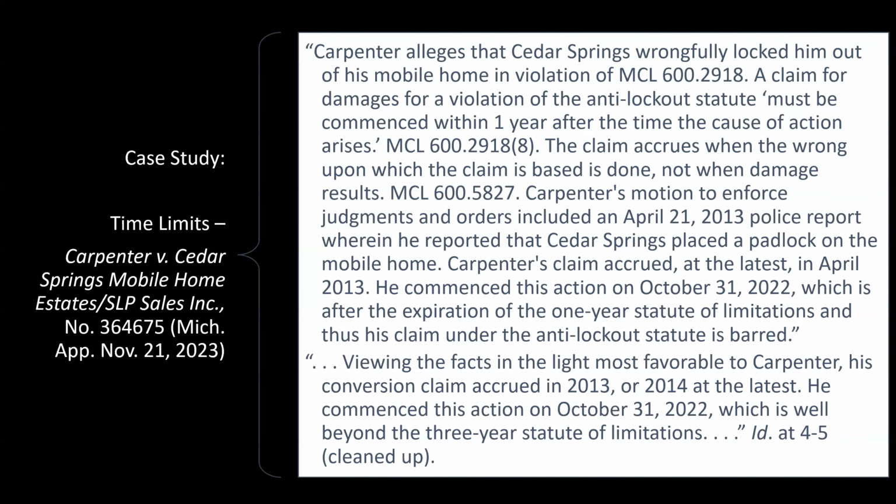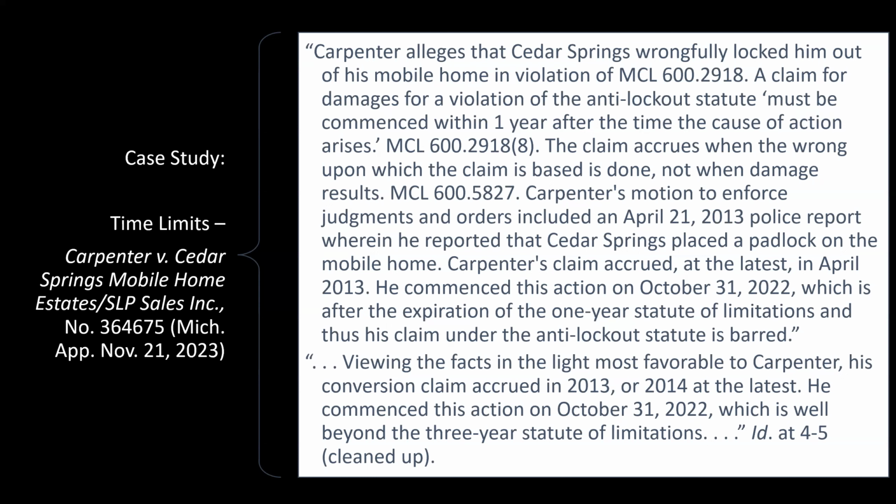Here's a case study, Carpenter versus Cedar Springs Mobile Home. This is way late, way, way late. So what happened is Carpenter filed a police report April 21st, 2013, where he reported that Cedar Springs had placed a padlock on his mobile home. He didn't file his action for the unlawful lockout until October 21st, 2022, almost 9 years later, right? This is way beyond. His claim under the anti-lockout statute had to be filed within 1 year. He was way beyond 1 year.